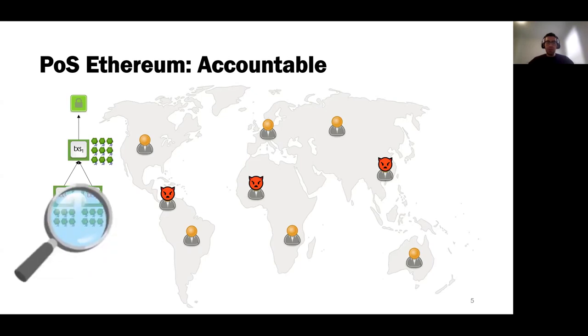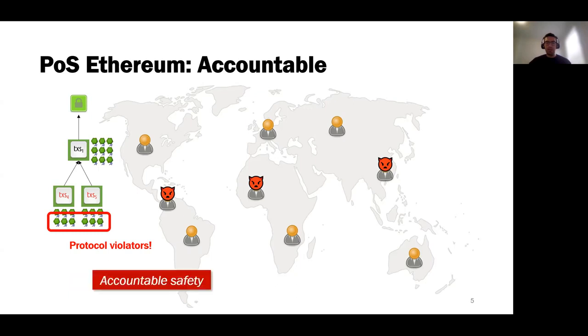After inspecting the votes, they would notice that a fraction of the votes, those by the adversary, might have been double votes for the conflicting blocks. Thus, these observers would be able to identify that these adversarial validators have irrefutably violated the protocol rules. This is the property that we call accountable safety, or accountability for short.